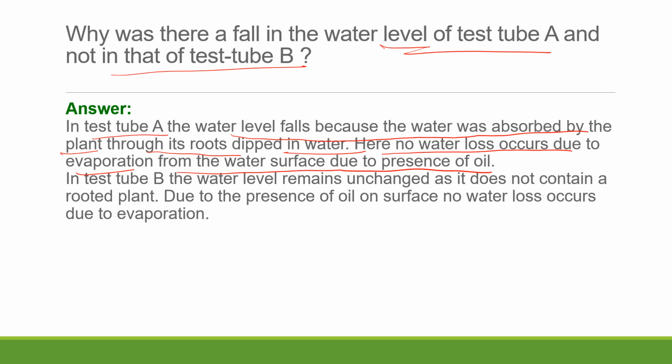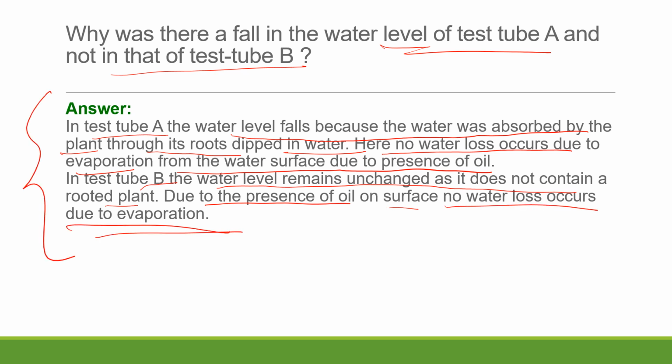So as oil was there on the top of both the test tubes, no evaporation was happening in test tube A as well as test tube B. But in test tube A, the water level was lowering because of the absorption by root. But in test tube B, the water level remains unchanged and it does not contain a rooted plant. So due to the presence of oil on the surface, no water loss occurs due to evaporation. So you should write the answer with certain reasons, right? Why it is not happening. Now let us move on to the next one.